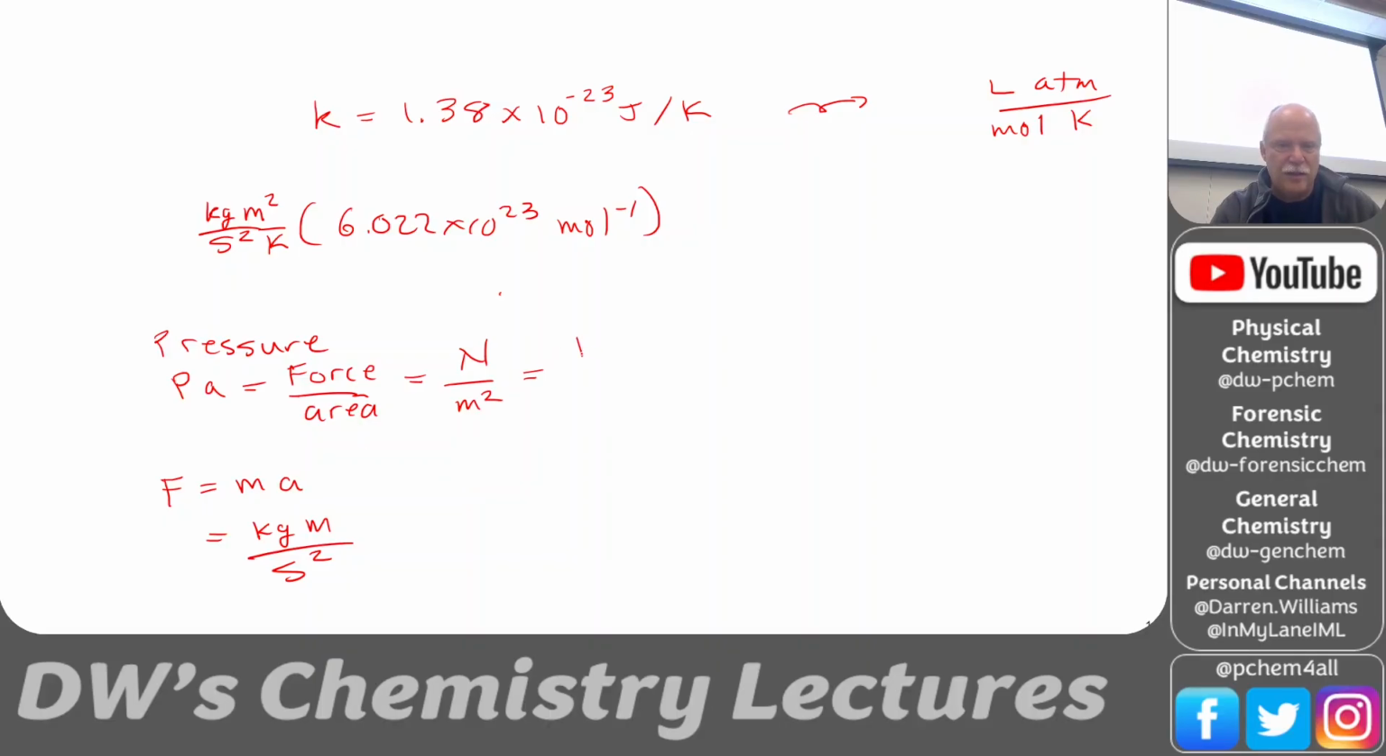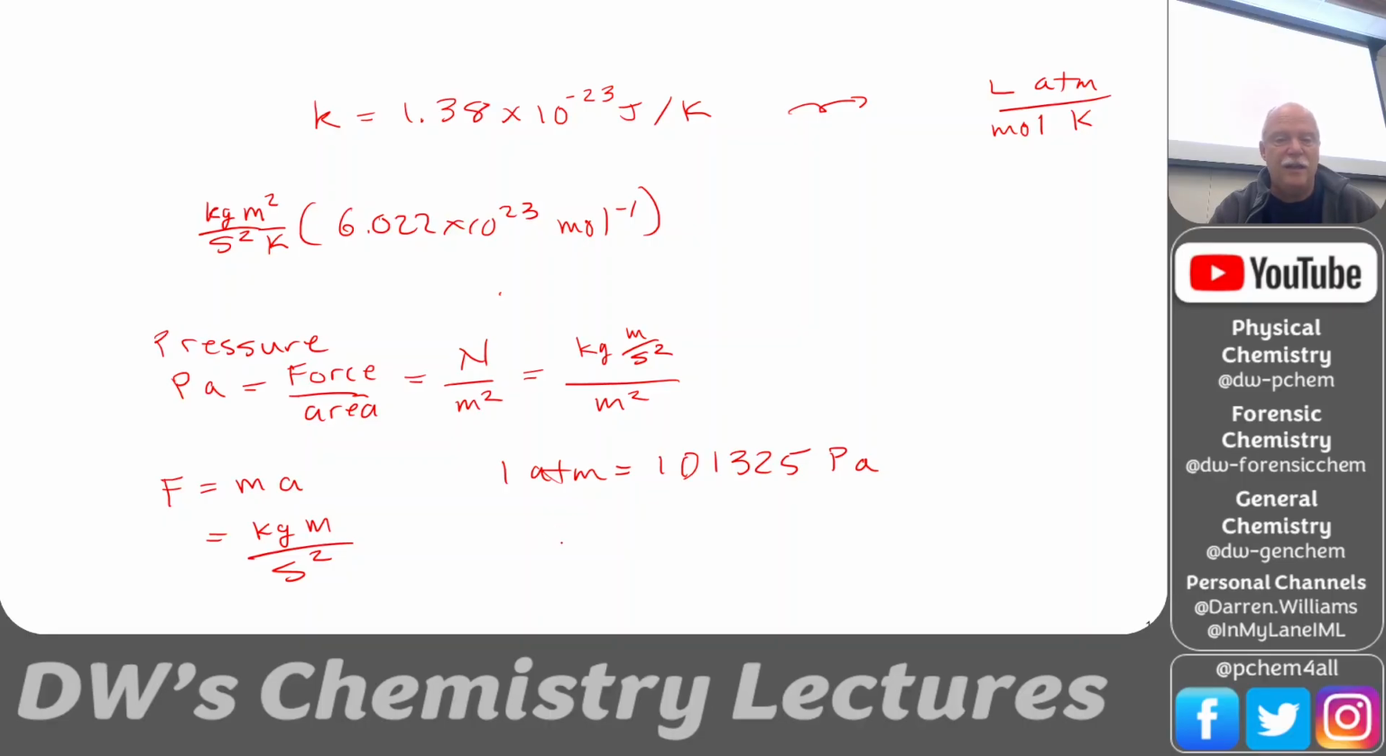Okay, so that's a kilogram meter per second squared over meter squared. So that's the units for Pascal. So you can use the Pascal units in here. And then you can also use the definition of an atmosphere. 1 atmosphere is equal to 101,325 pascals. And that'll get you to atmospheres.